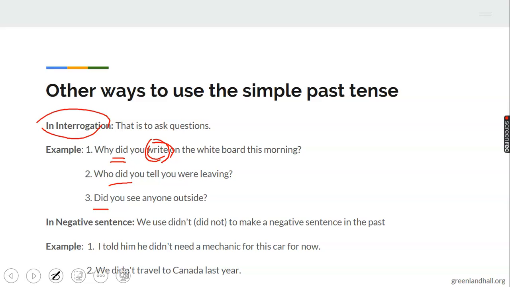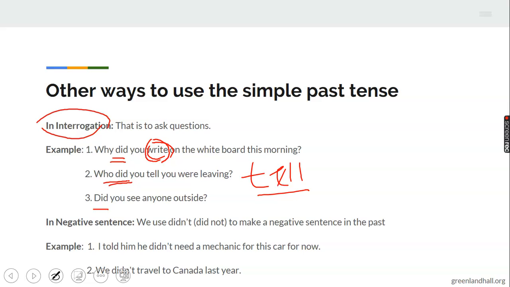Then, who did you tell you were leaving? Can you identify the main verb in the sentence? Anybody? Good. Tell. Now, "tell" is in the present form. Who can tell me why it's in the present form? I'm listening. Anybody want to try? Why is this "tell" in the present form? Good, because of this "did" that we have here.